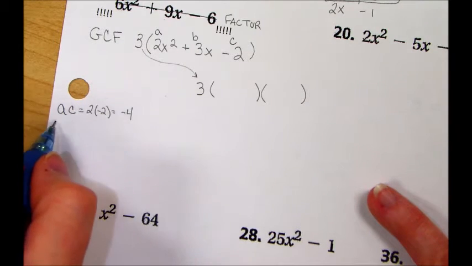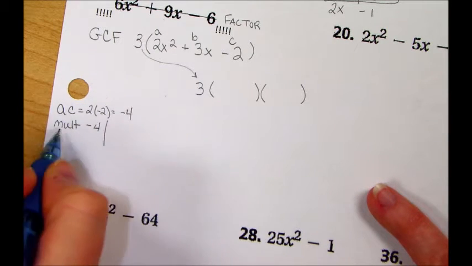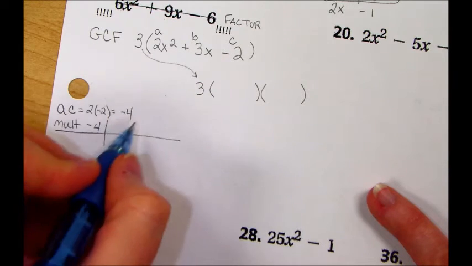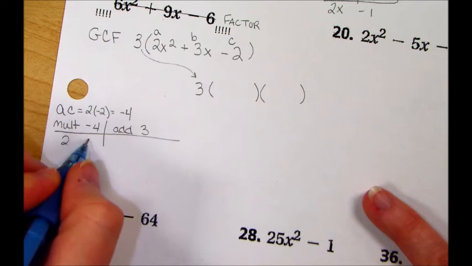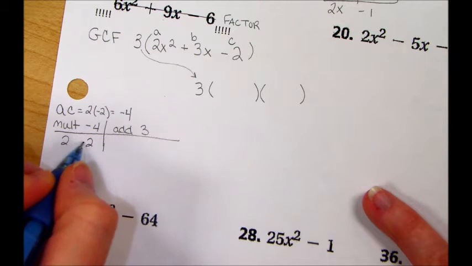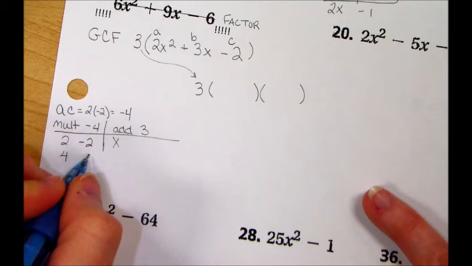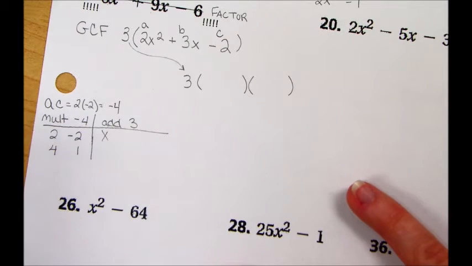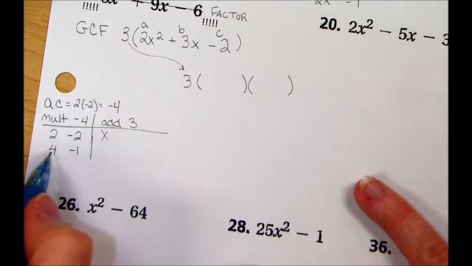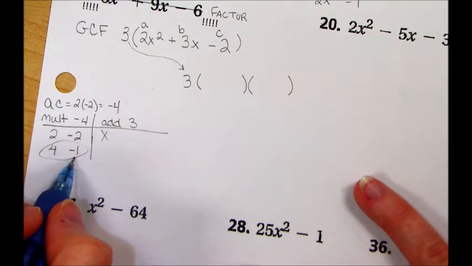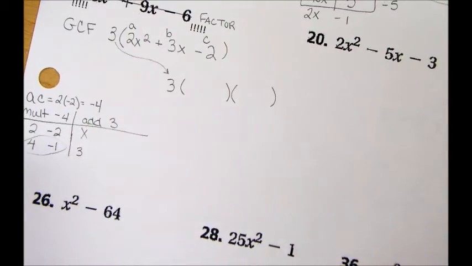Now I need to make my little chart. I need things that multiply to that negative 4, but I need them to add to my middle term, which is 3. You might think of 2 and 2, or maybe 2 and negative 2, but that does not add to 3. You might think of 4 and 1. Now in order to get that to multiply to negative 4, I need this one to be a negative 1. So when I multiply these two numbers, I get negative 4, and yes, it will add to 3. It's almost like a little puzzle you have to figure out.